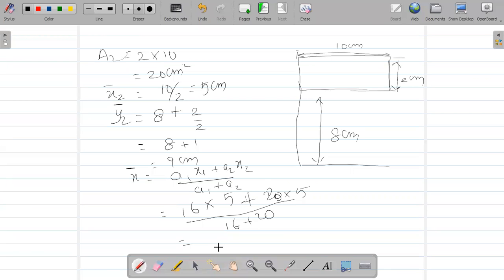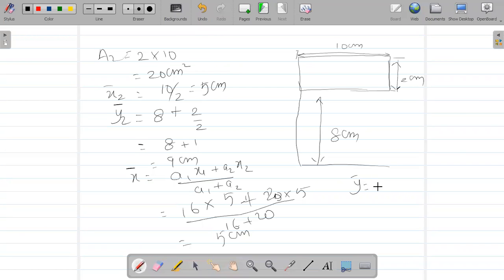So the answer for this will be, one is 16. Fast. So what will be the answer for this? The answer for this will be 5. Yes. So the answer for this will be 5. Okay. So we'll write it as 5 centimeter.